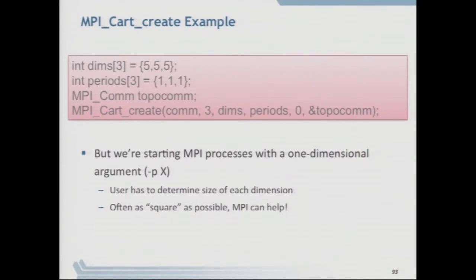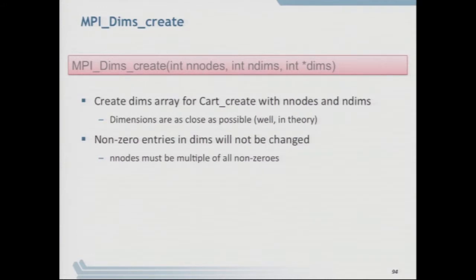How do you know what is a good way to decompose this? Is it 240? If you want a 2D mesh out of 240 processes, do you do 60 times 4, or 40 times 6, or 30 times 8, or what is a good choice? So MPI has some functions to help you with that.